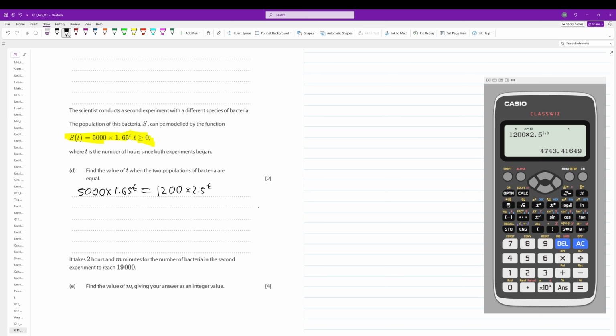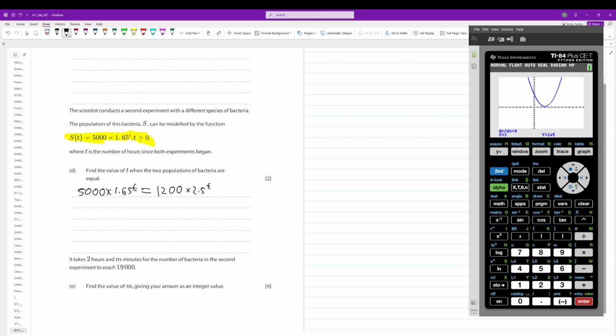It's only 2 marks, so they are not expecting lots of algebra. They're not expecting lots of craziness. They are just expecting you to get the calculator, plot it in the calculator, both of them. So 5,000 multiplied by 1.65 to the power of x. And I do the next one. 1,200 times 2.5 to the power of the same value x.